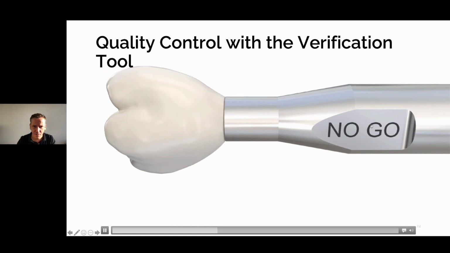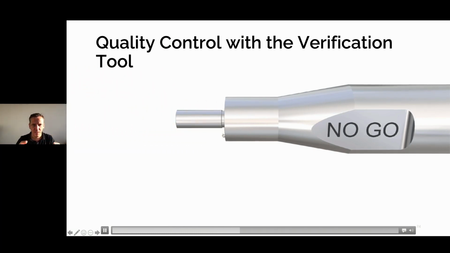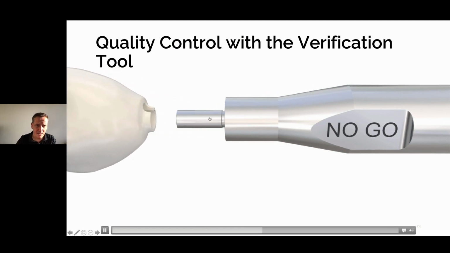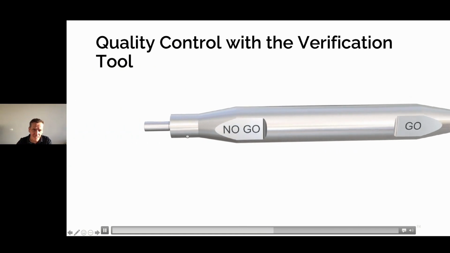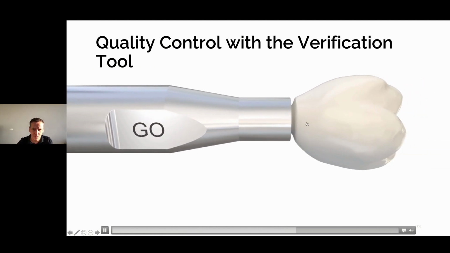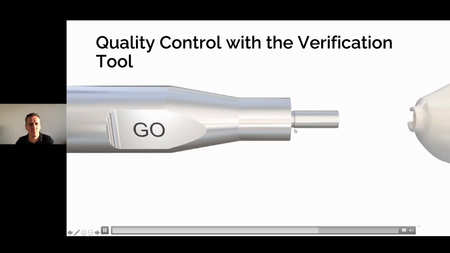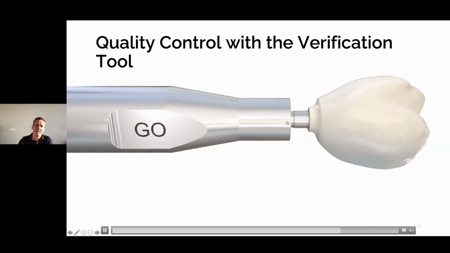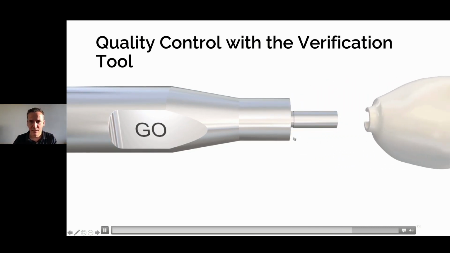So if the crown is fitting on the no-go side like this, then you have to repeat the work, because we know the crown is created too big. If it's only a little bit of a gap, then control it on the go side, and if it fits on the go side perfectly, not like this, if it has a gap here, you have to repeat the work. It's too small. If it fits like this perfectly, then the work is perfectly done.